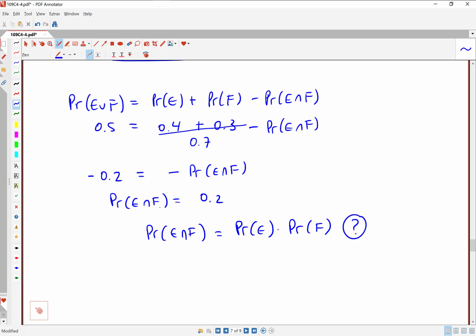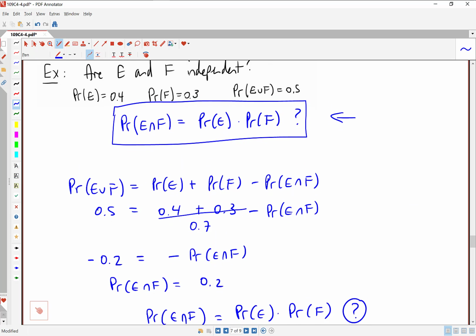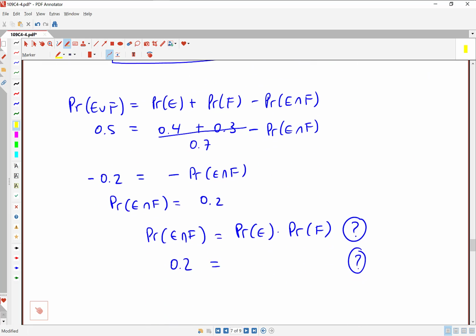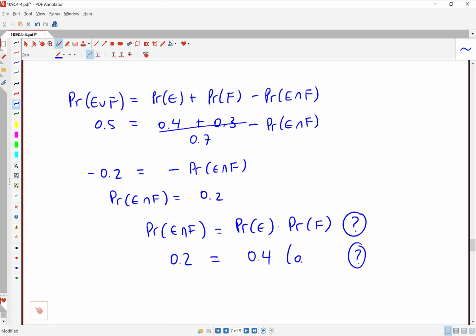We figured out that probability of E and F is 0.2, and we were given in the question the probabilities of E and F. So let's just scroll back for a second. Probability of E was 0.4 and probability of F was 0.3. So if we plug those in, is 0.2 equal to 0.4 times 0.3? No. No, these things are not equal. So that tells us that the events E and F are not independent.